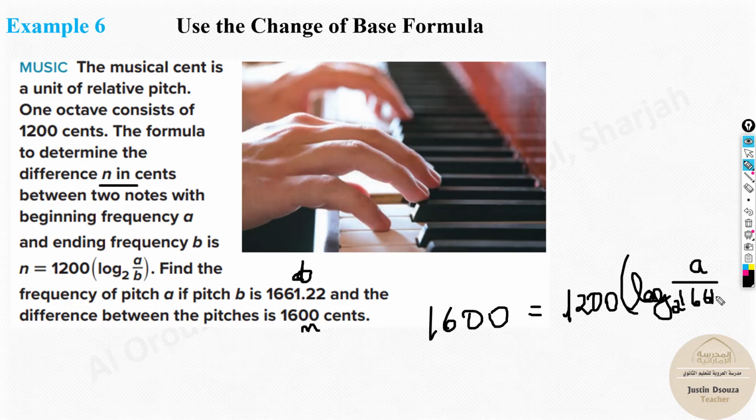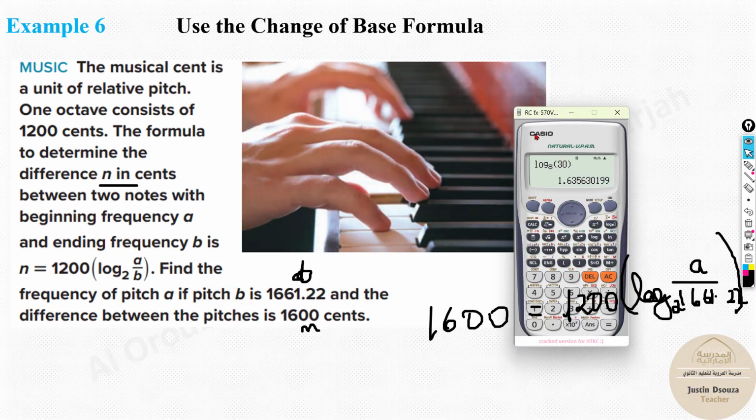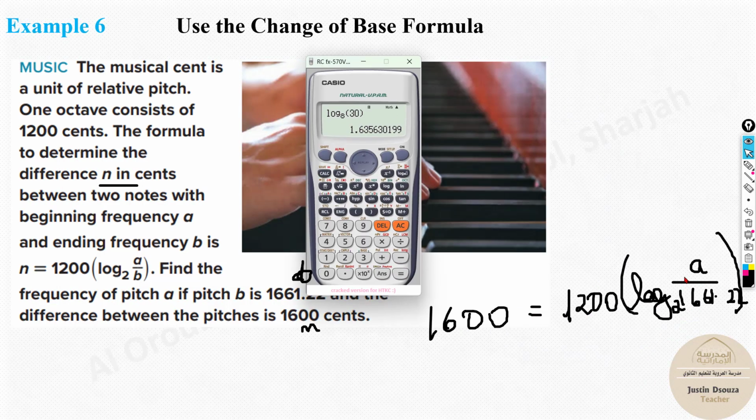B is 1161.22. Close the bracket. Now here you can directly use your calculator and solve, or you can use change of base and even solve it. It's up to you. Let me just try directly over here. Because we have solved problems in the long method just now, you can use those methods as well. Here it is log base 2, and A is unknown, so I'll write x divided by the B value, 1161.22. And close the bracket, shift and solve.